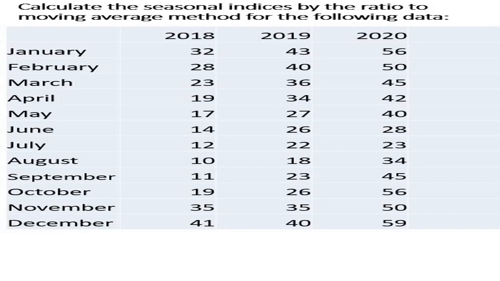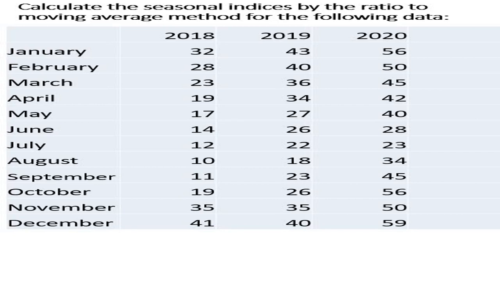Friends, today we will learn how we can compute seasonal indices using the ratio to moving average method from time series data manually. Here, as you can see, we have data for 3 consecutive years, and the data is available on a monthly basis. Say this data indicates production of a business farm.